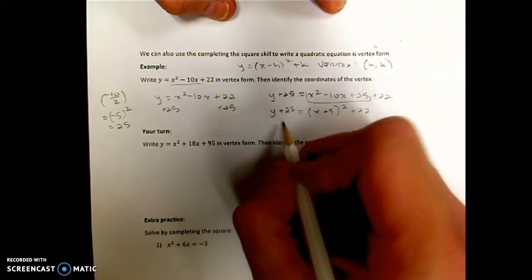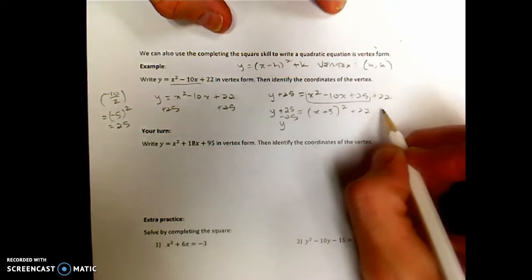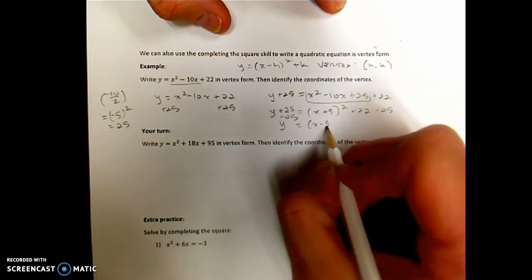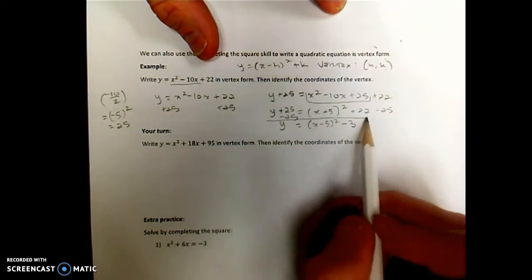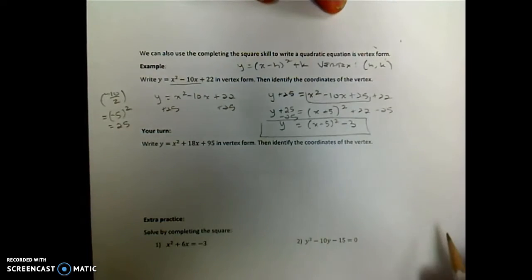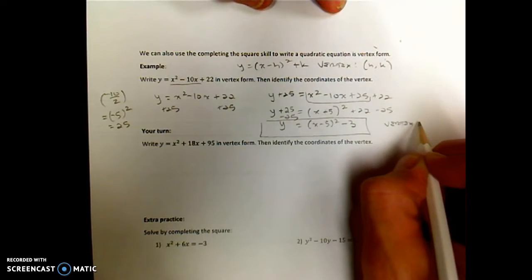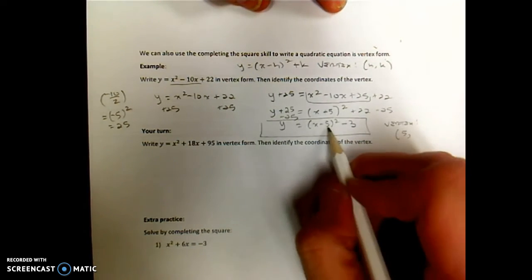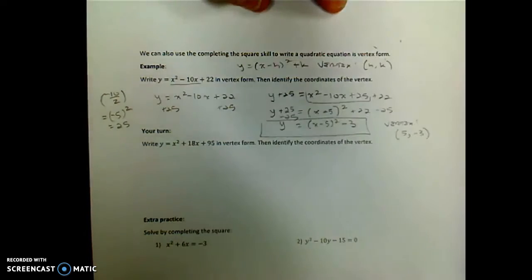Now we just need to get y by itself on this side. I'm going to subtract 25 from both sides, and I get y equals x minus 5 quantity squared minus 3. That's the equation in vertex form. The vertex itself, my h value is 5, the k value negative 3.